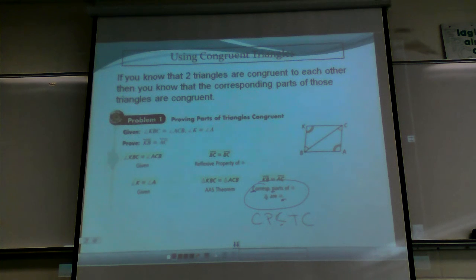I'm still pointing out the same thing. Now, when you're doing these proofs, the thing that's going to key you off as to when to use this reason right here, because that's a reason in terms of statements and reasons, is if you see your proof statement being something other than two triangles are congruent to each other. Right?